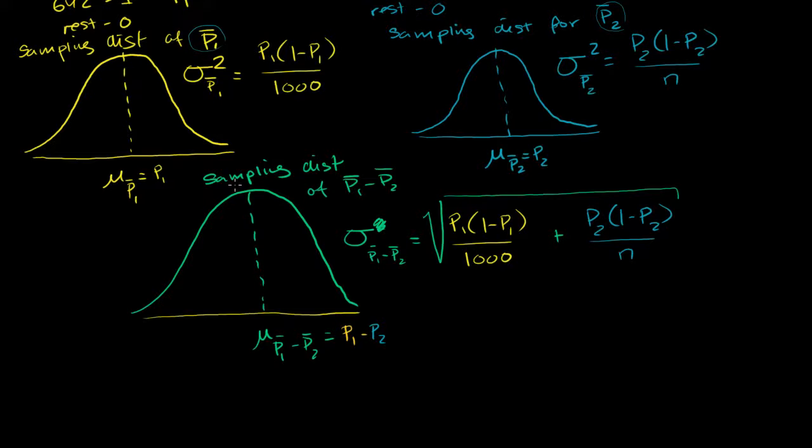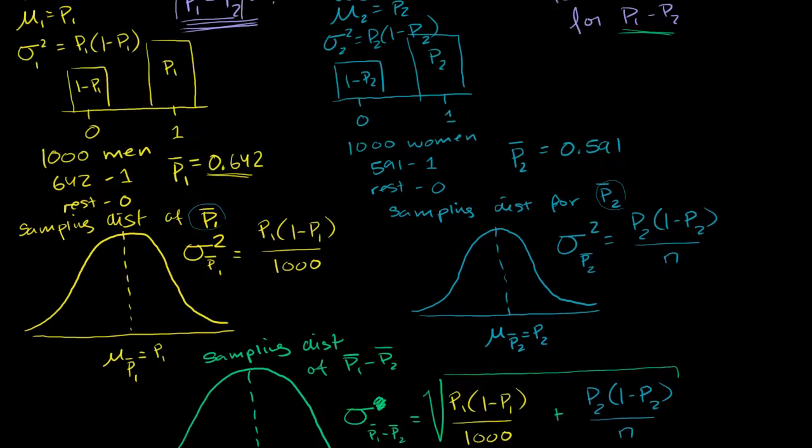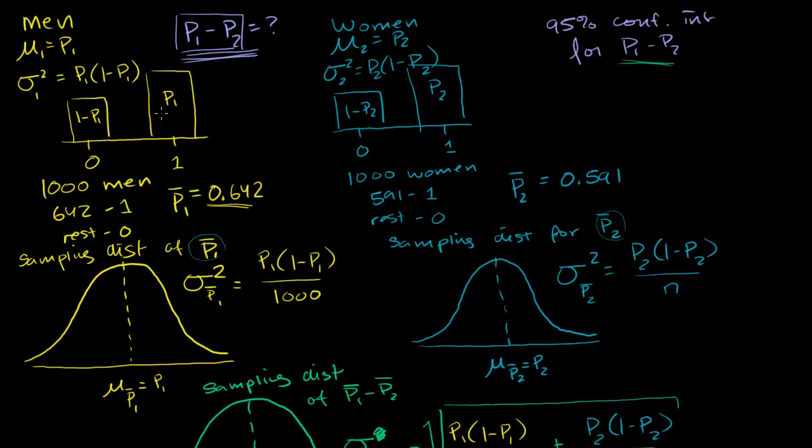Where we left off in the last video, we were trying to figure out if there's a meaningful difference between the proportion of men voting for a candidate and the proportion of women. We sampled 1,000 men, sampled 1,000 women, and we got a sample proportion for each of them. We got 0.642 for the men and 0.591 for the women. But our goal is to get a 95% confidence interval.